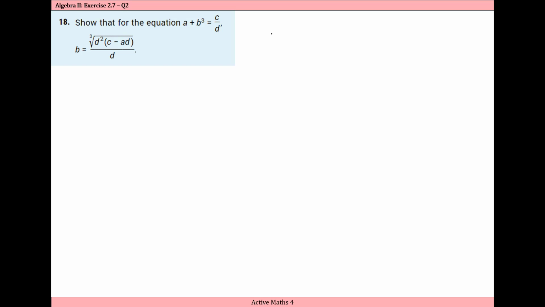Okay, in this question we've been given an equation a plus b cubed equals c over d, and we're asked to make b the subject of the formula. So we want to isolate the b. First thing I'm going to do is subtract a from both sides, so I get b cubed is equal to c over d minus a.